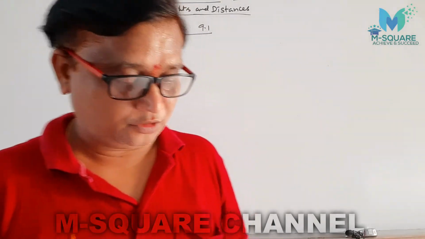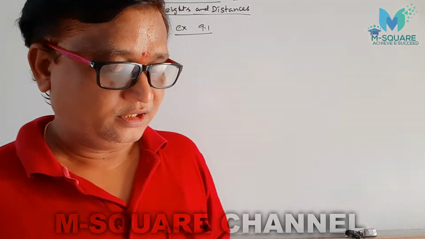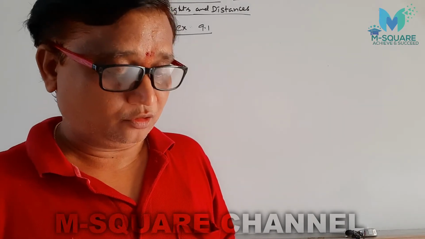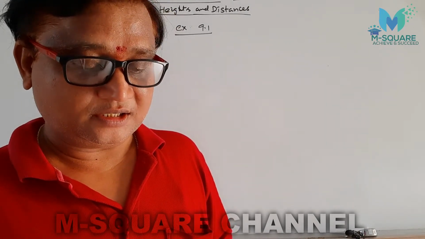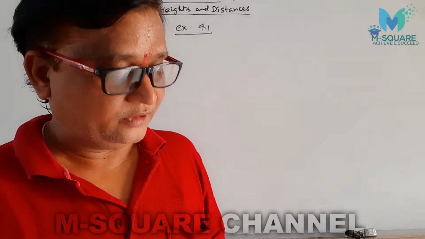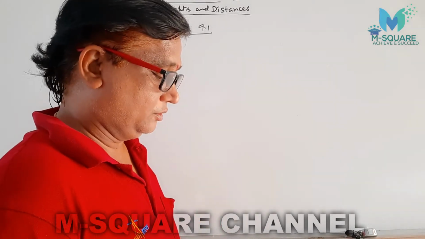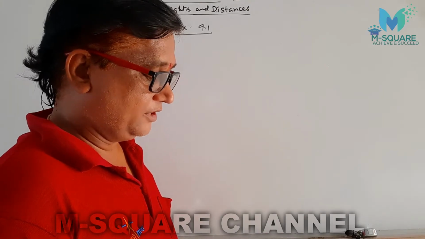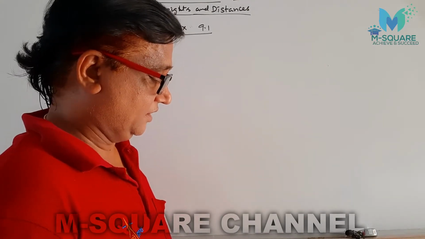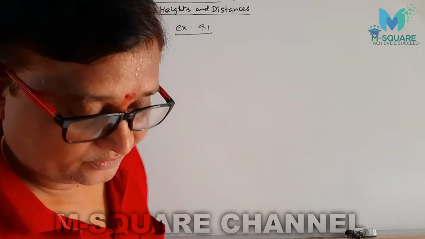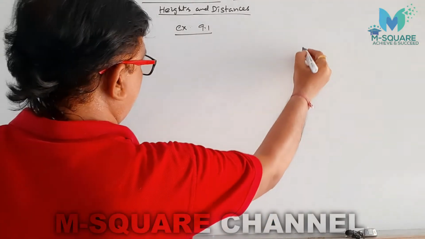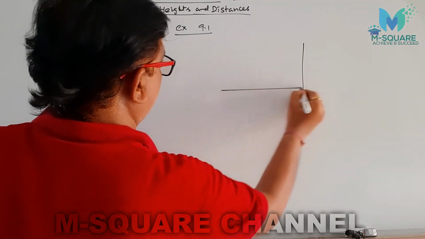Exercise 9.1, first question. A circus artist is climbing a 20 meters long rope which is tightly stretched and tied from the top of the vertical pole to the ground. Find the height of the pole if the angle made by the rope with the ground level is 30 degrees. Now first we draw that diagram.